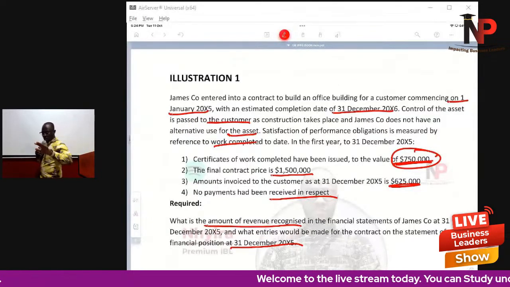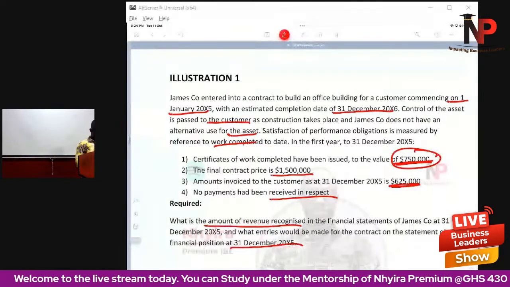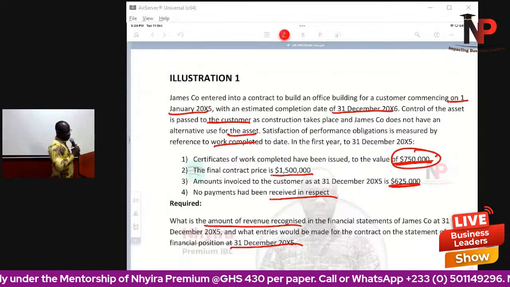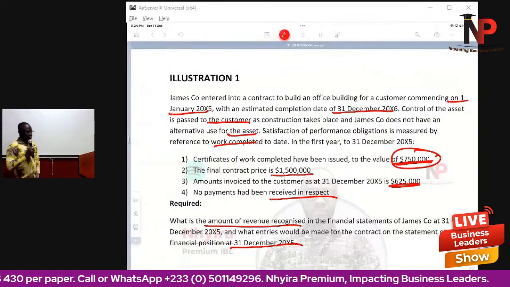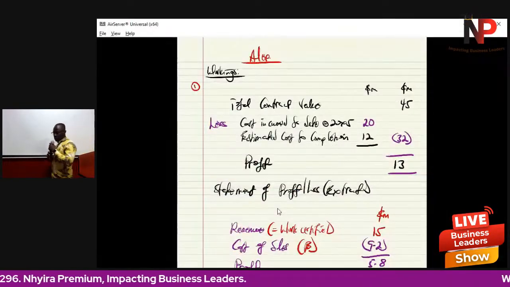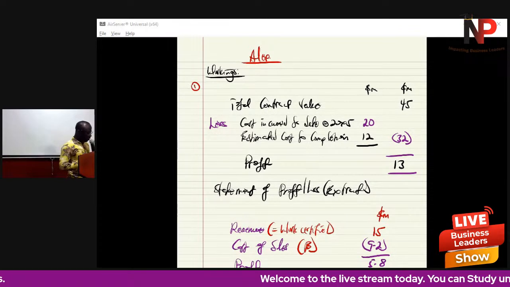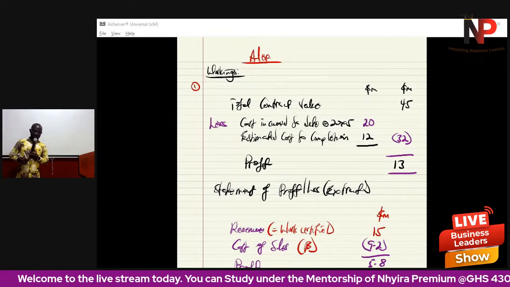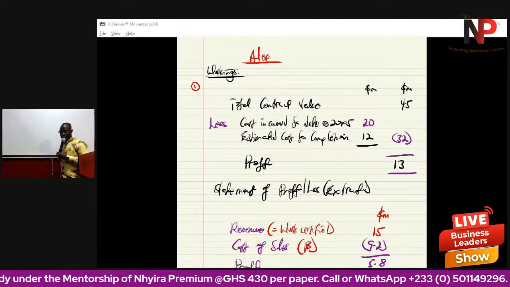And there are various aspects. Like I said, it depends always on the context of the question. The context of the question will direct us as to how we are going to be dealing with the issue. That's the idea about that. And so that is what we do when a performance obligation goes beyond one accounting year, and how we present it in the books of the entity.